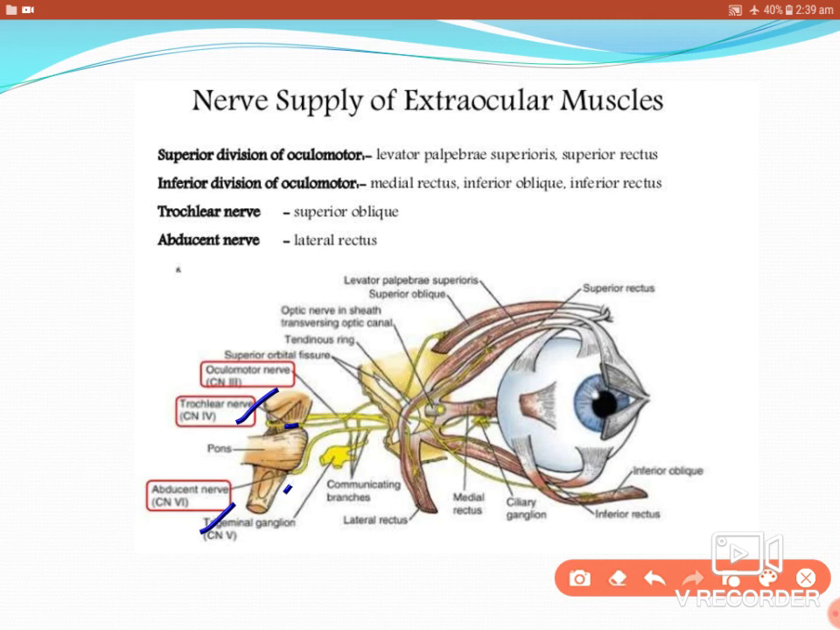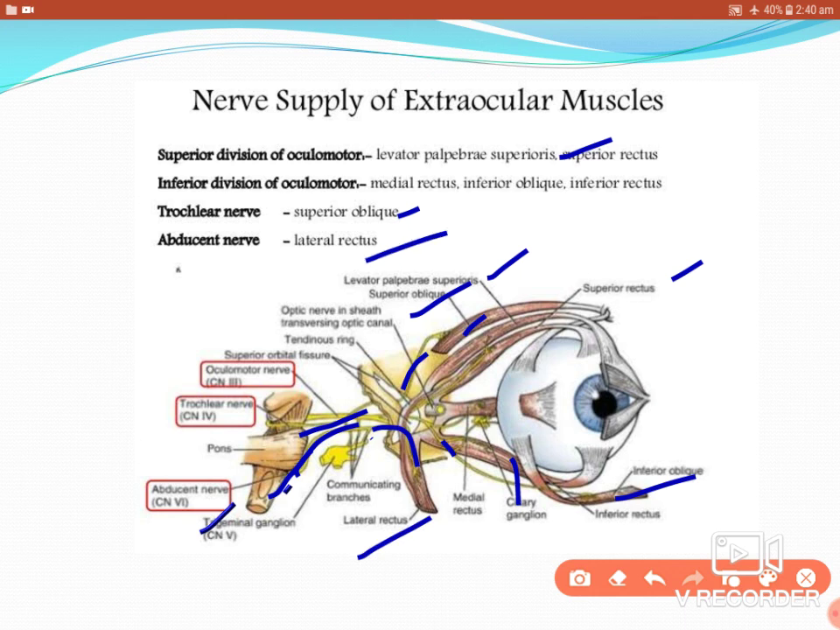See, this oculomotor divides into inferior and superior divisions. The superior division of the oculomotor supplies the superior rectus and the levator palpebrae superioris. Okay, the inferior division supplies the medial rectus, the inferior rectus and the inferior oblique. Then this is the trochlear nerve, which supplies the superior oblique. This is the abducens nerve which supplies the lateral rectus. Okay. So that is the nerve supply of the voluntary muscles.